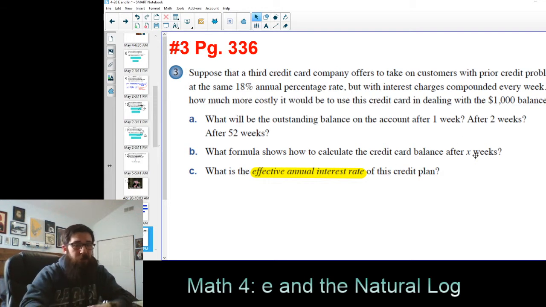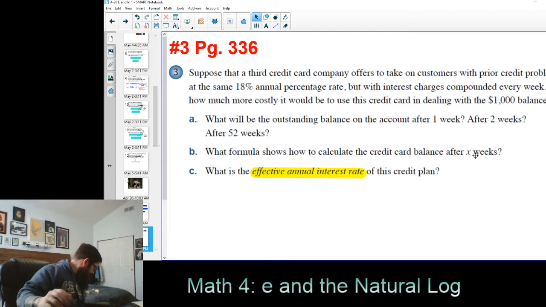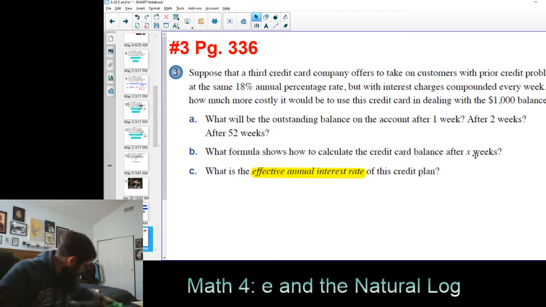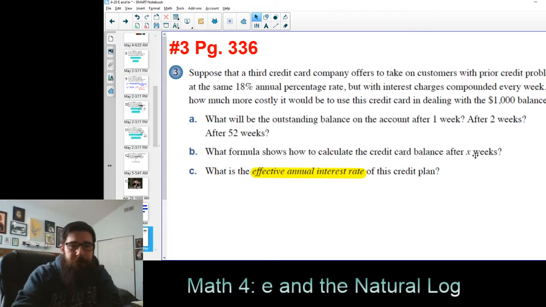How would you basically write the formula? Ideally, we've already got that. Sorry, the little dog here is chewing on some toys. My apologies. And then this idea of effective annual interest rate.